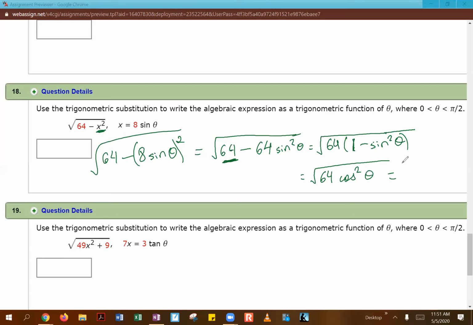And now when you clean this up, take the square root, what will you get? 8 of cosine. There you go. Yeah, that's the entire process. Very good. Does that make sense? Yeah. Yeah, okay, very good.